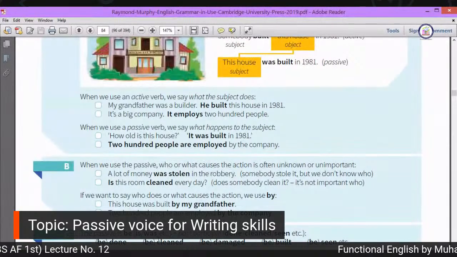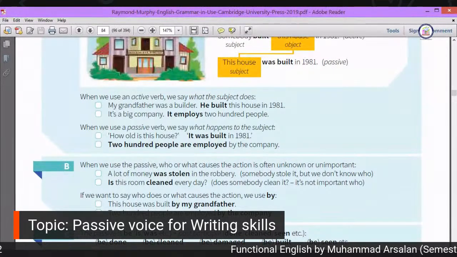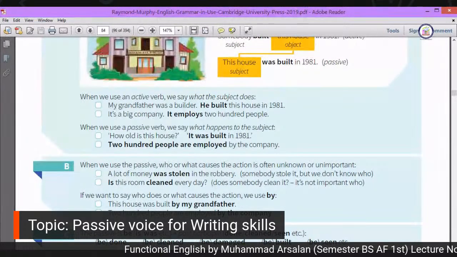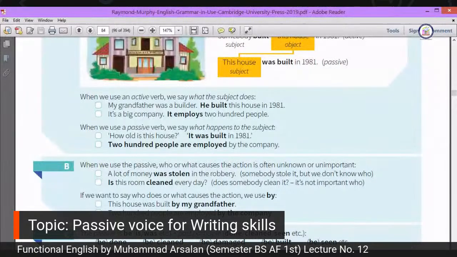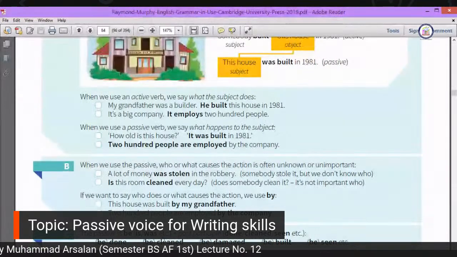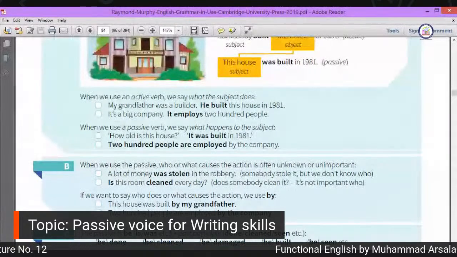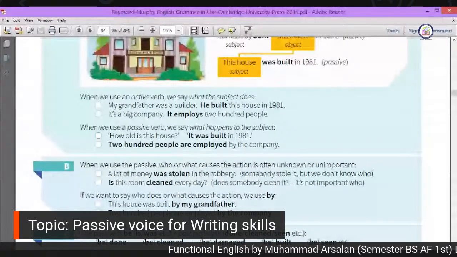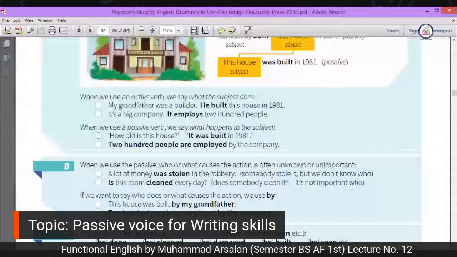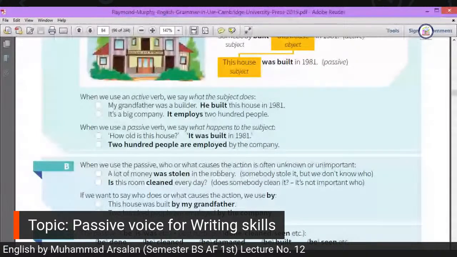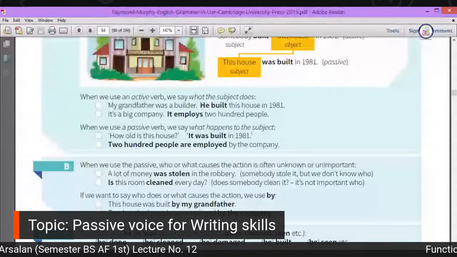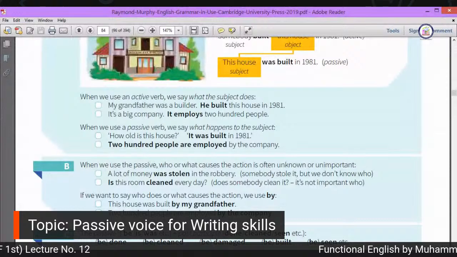we use many active verbs, to say what the subject does. My grandfather was a builder, he built the house in 1981. So if I'm interested in talking about my grandfather, then I will use the active voice, because the one who is doing the action is important. It employs 200 people. It's a big company. It belongs to my friend. I'm interested in talking about the company, not the employment.